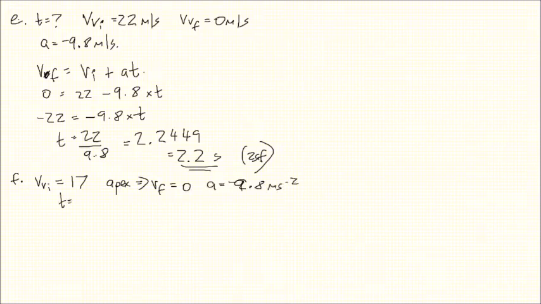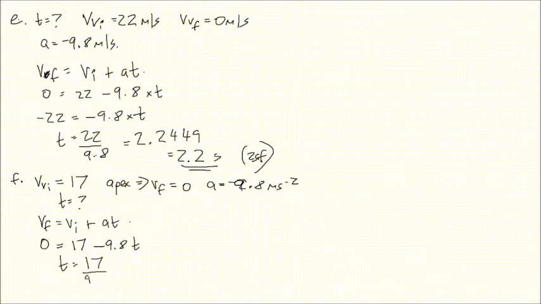So I've left out a piece of information. I haven't told you that VF equals 0, but that's what the apex of the flight means. It means that the vertical velocity of the object is 0. So you should include that in your data that you've been given, and then you again just use VF equals VI plus AT, substitute in, rearrange and solve, and then round to a final figure of 1.7 seconds.